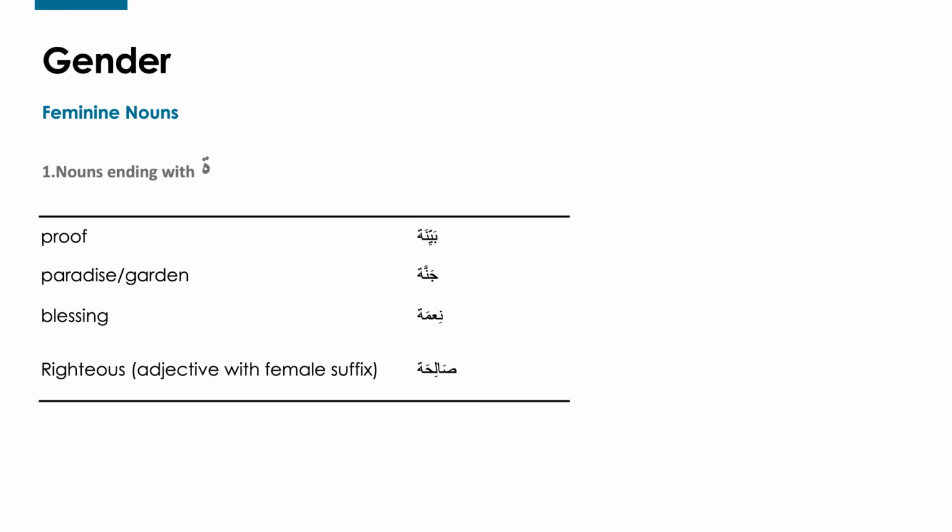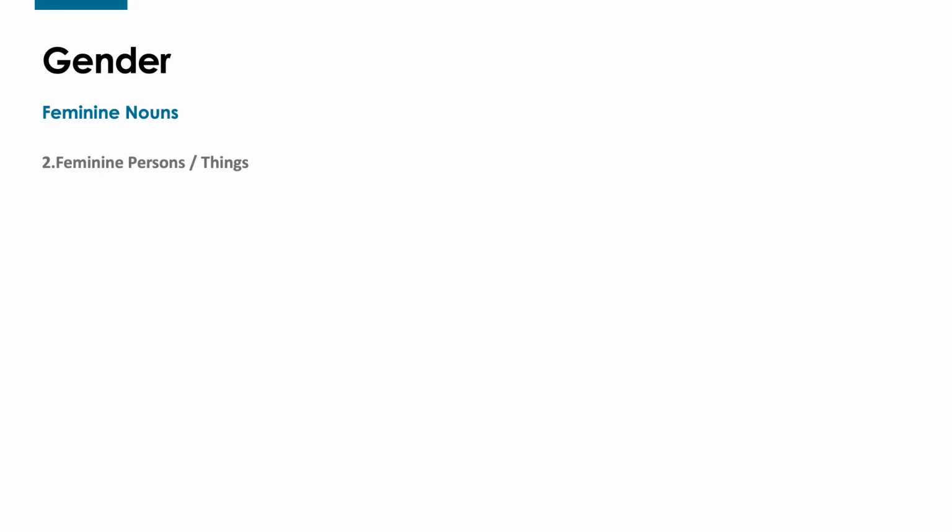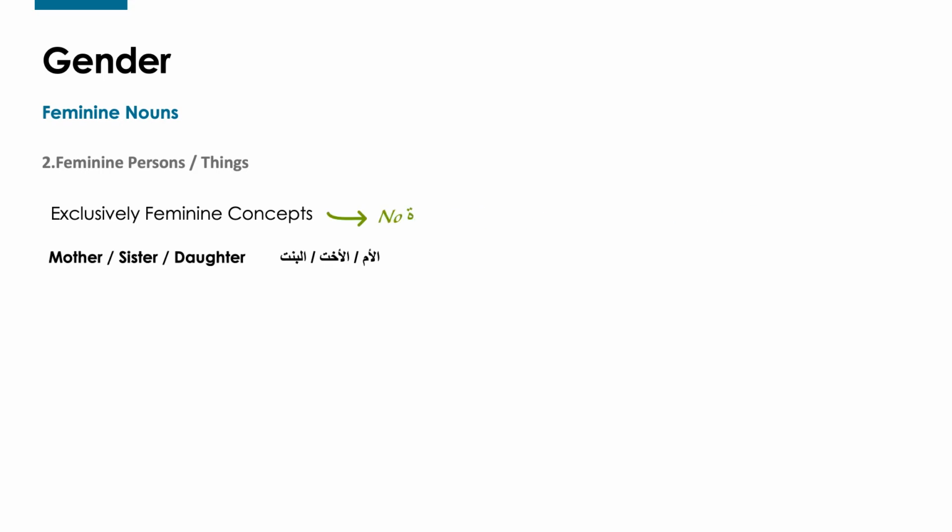Now let's look at the second rule. Feminine persons and things. Now these are nouns which represent exclusively feminine concepts, but these nouns do not end with a ta marbuta. What do I mean by this? Concepts like al-um, al-ukht, al-bint. So these words are always going to be feminine. Mother is always going to be feminine. Sister is always female. So even if this word does not end with a ta marbuta, you know that it is a feminine word because it represents a feminine concept. So these words are always feminine. Then we have feminine names that do not end with the ta marbuta, like Zainab, Salma, Hanan. These words are also treated as feminine.